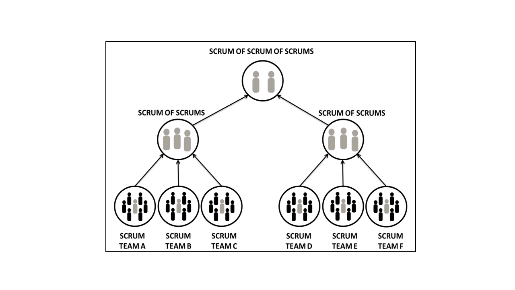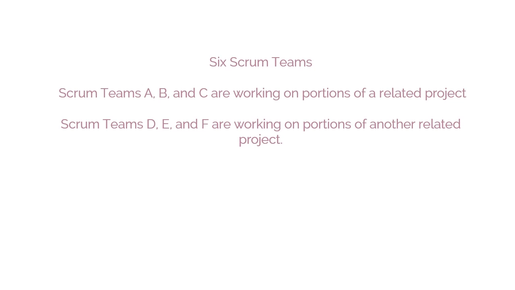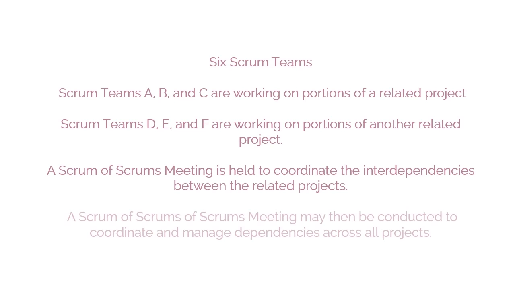We have a diagram here to illustrate the concept of the Scrum of Scrums, or SOS, and the Scrum of Scrums meeting. In this example, there are 6 Scrum teams working simultaneously. Scrum teams A, B, and C are working on portions of a related project, while Scrum teams D, E, and F are working on portions of another related project. An SOS meeting is held to coordinate the interdependencies between the related projects. A Scrum of Scrums meeting may then be conducted to coordinate and manage dependencies across all projects.